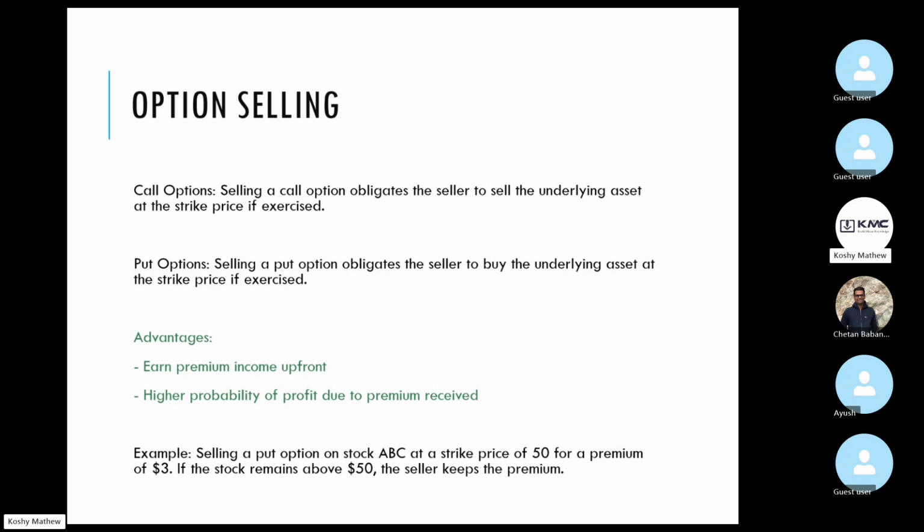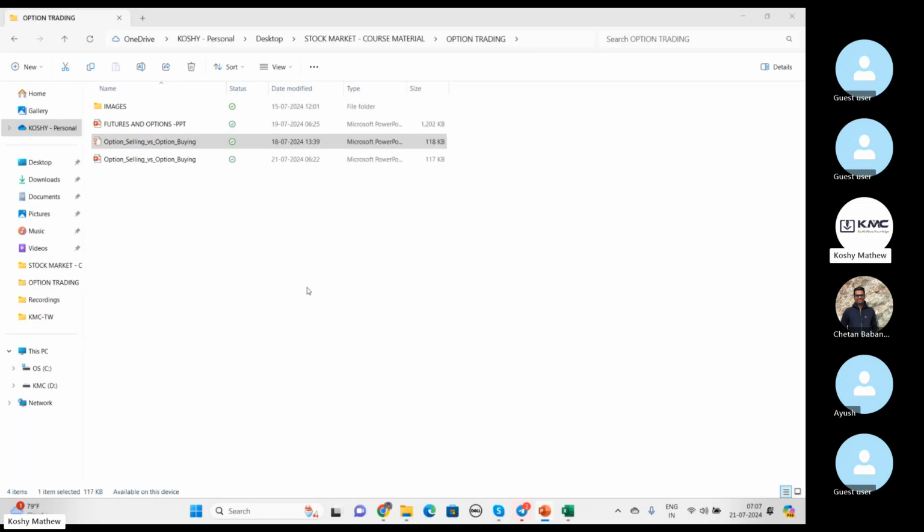Option selling is like the insurance company, and option buying is like an individual like us who pays the premium. So option sellers are collecting the premium from us. Selling a call option obliges the seller to sell the underlying asset at the strike price if exercised. Then the put option. But remember, when I sell a put, I'm expecting the market to go up. When I sell a call, I'm expecting the market to go down. There is a small catch here. Remember this funda when I'm telling you.